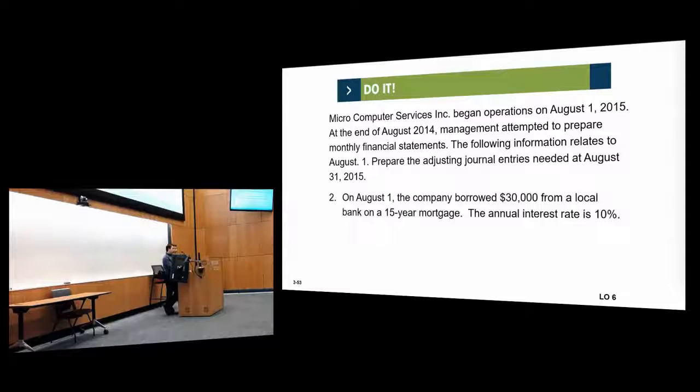On August 1st, the company borrowed $30,000 from a local bank on a 15-year mortgage. The annual interest rate is 10%.